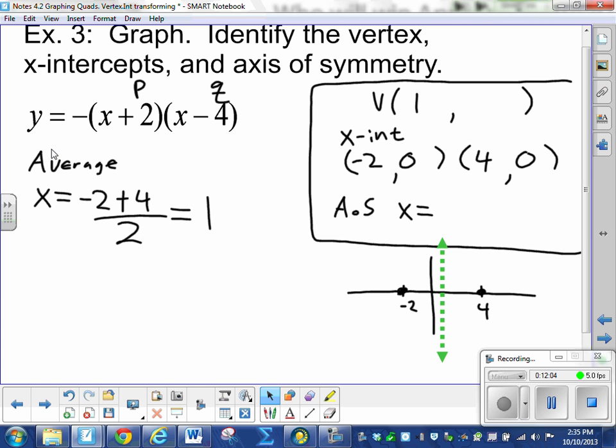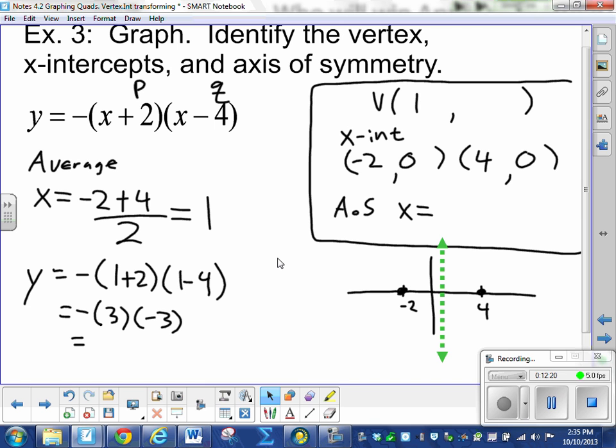To find the y value of your vertex, you just plug it right back into the original equation. So it's going to be y equals -(1 plus 2)(1 minus 4). So that's going to be -3 times -3, and that will be +9. Three times -3 is -9, and there's another negative, and that double negative will make it +9. So 1 comma 9. You automatically have your axis of symmetry. That's just the x value of your vertex. So axis of symmetry is x equals 1.